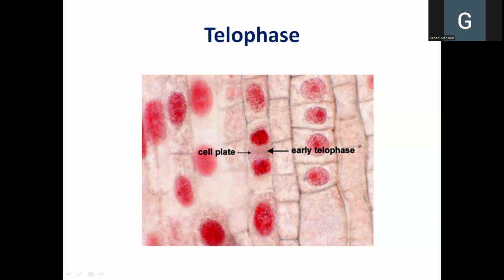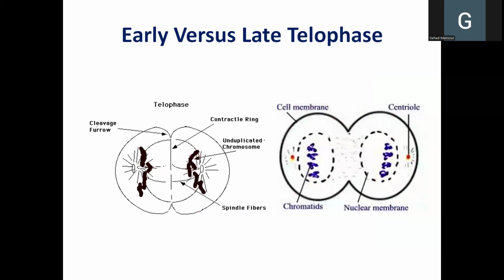The nuclear envelope starts reforming and the nucleolus starts reforming, but they're not yet visible, and the chromosomes might still be visible. The single non-duplicated molecules of DNA are still condensed to a certain extent, but as you can see here, they are not really visible as chromosomes. In late telophase, we will see visible chromosomes.